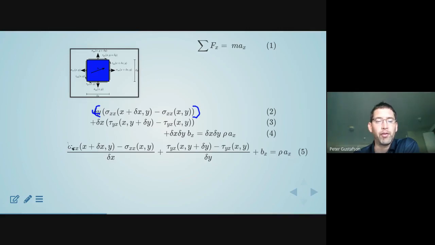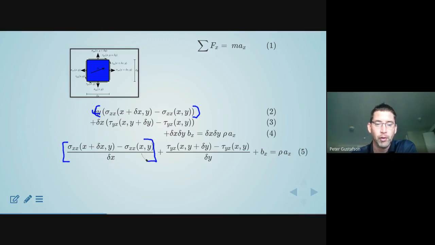Now, this expression should be relatively familiar to you. I'm going to highlight just one of them, sigma xx at x plus dx minus sigma xx at x divided by dx. What's this here? Somebody throw it out. It's a limit. Well, it could be a limit. We can take the limit as differential x, dx, goes to 0, and then what happens? It's a derivative. Thank you, Ethan. Whoever said that, I'm not sure who said it.